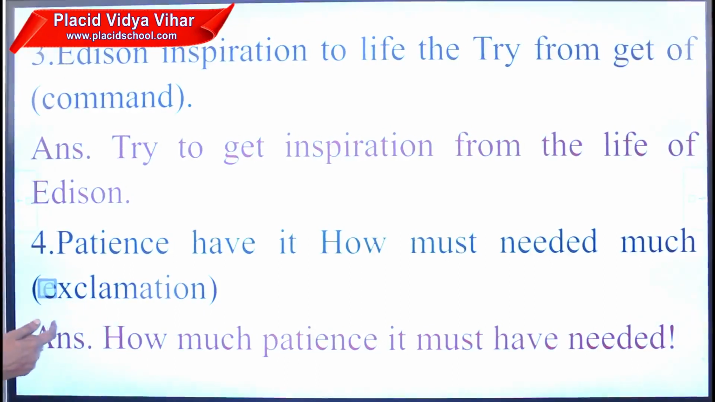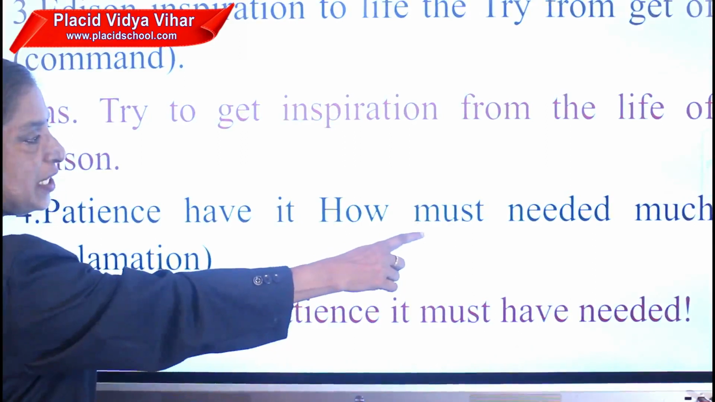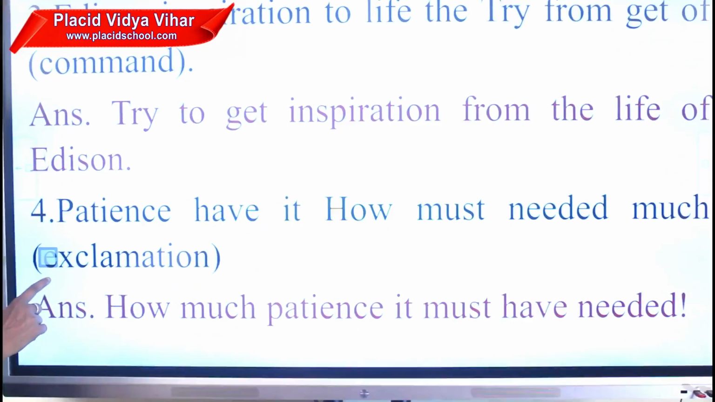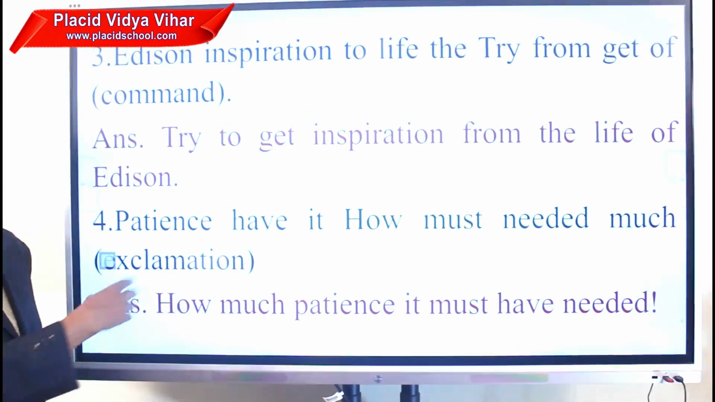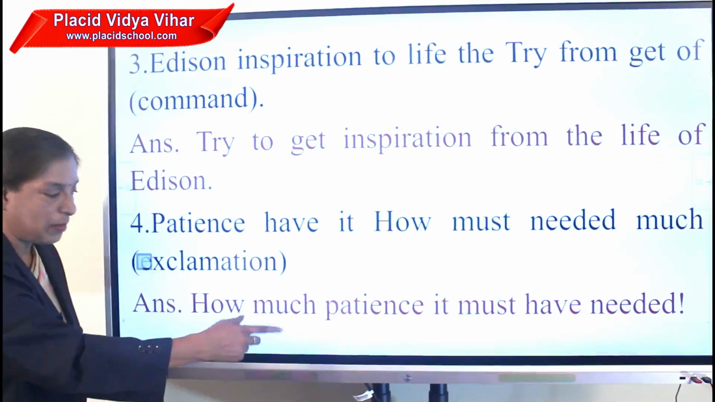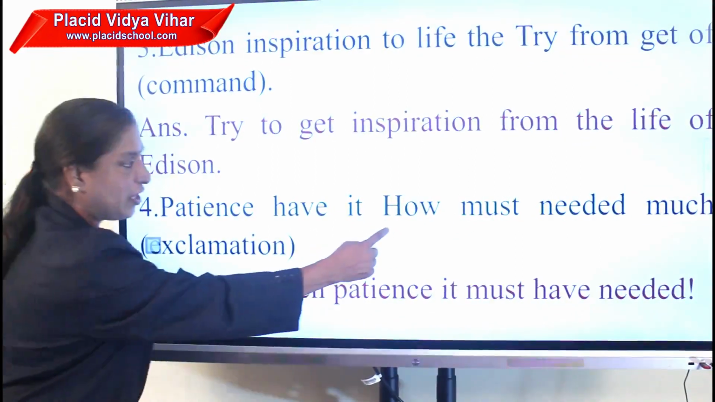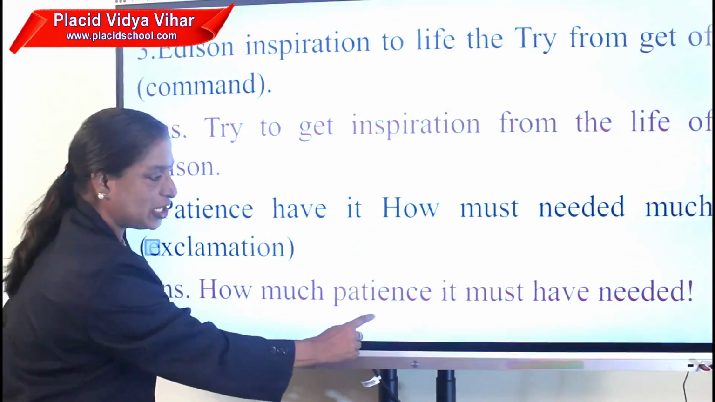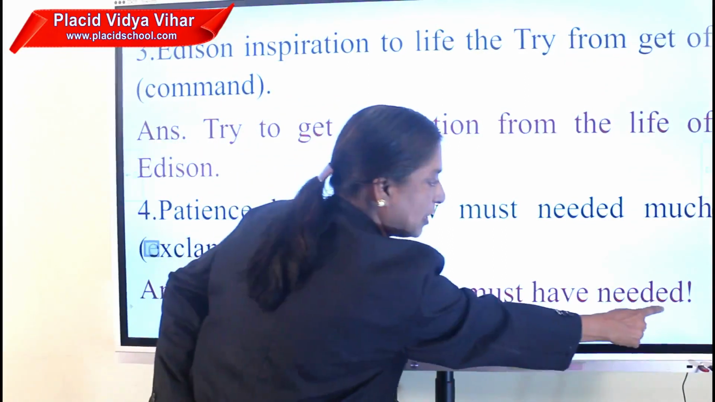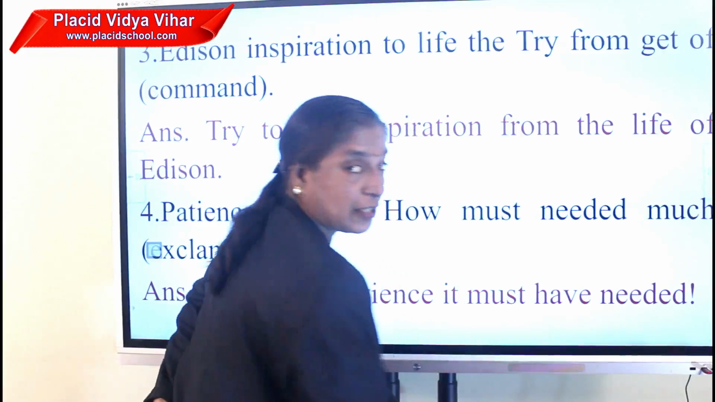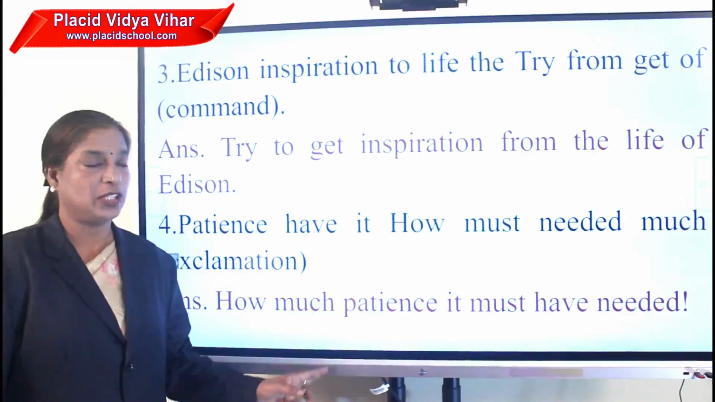Okay. The next one. Patience, have, it, how, must, needed, much. You have to form an exclamation. Exclamation means strong feeling. So rearrange and form a beautiful exclamatory sentence. See, begin with how. How much patience it must have needed. Look at the last, there is an exclamation mark, right? So these are some of the examples. Let's move on to the next.